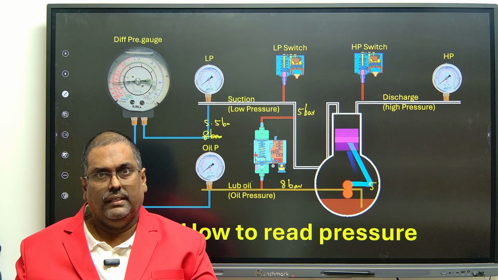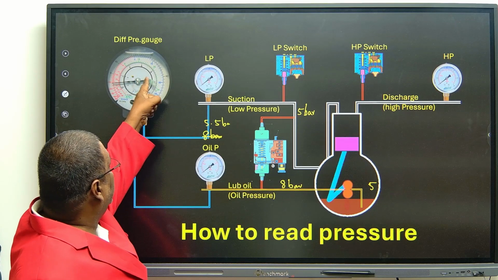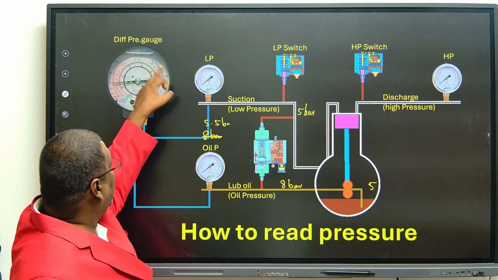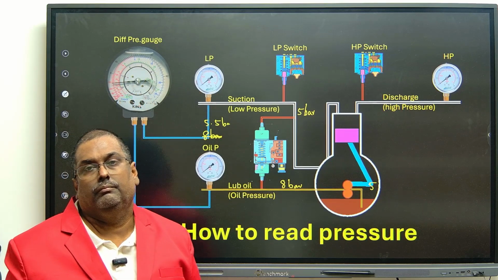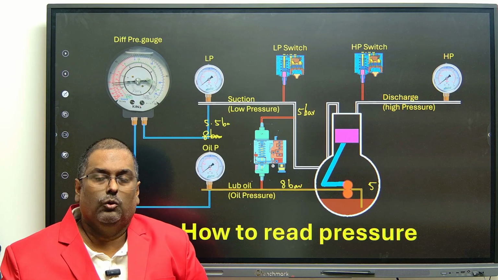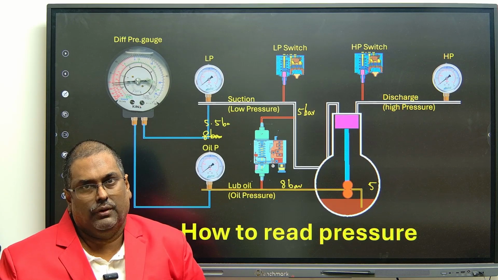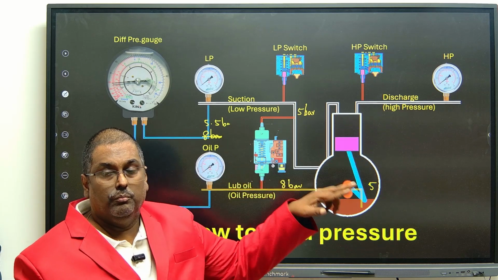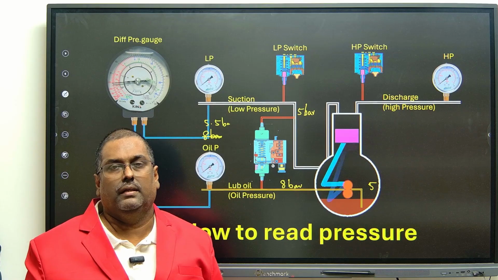So if you want to write the lube oil pressure, check the internal dial reading. If you want to check the suction pressure, check the outer dial and the needle. This is the method to read suction pressure, lube oil pressure and discharge pressure. Okay, and if it is a dual gauge, it is very simple. Otherwise you have to subtract manually and then write it in the logbook.